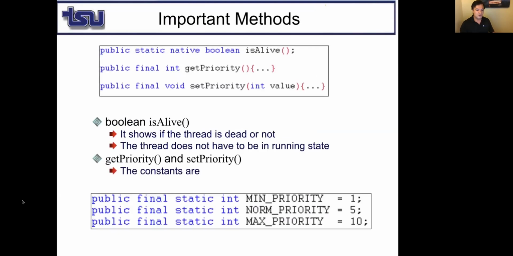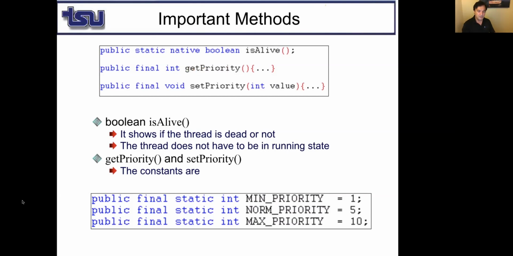Okay. So here are some important methods of the Thread class. public static native boolean isAlive. Look here, this has no implementation. It has just a semicolon. Remember native? Native methods are defined in a library that is developed in another programming language. So isAlive is not developed in the Java programming language. It comes from, maybe it's C, maybe it's C++, okay? It comes from a library from another programming language.